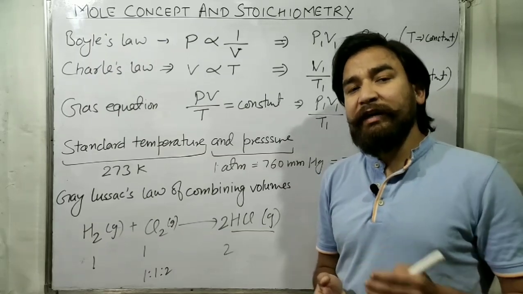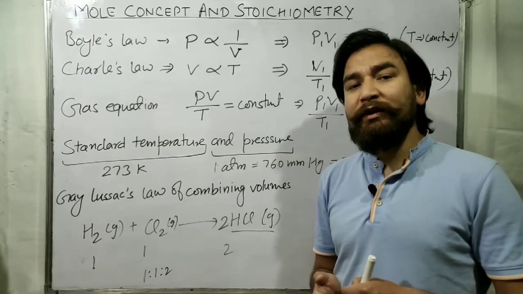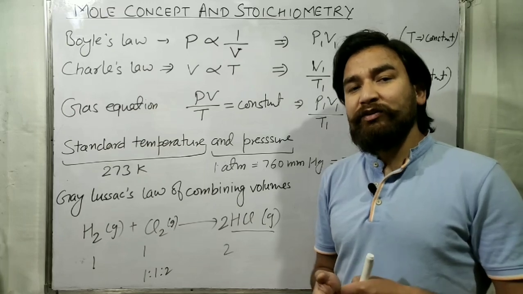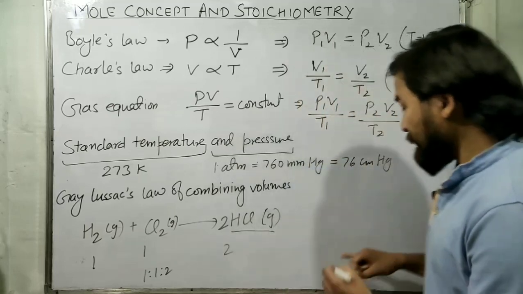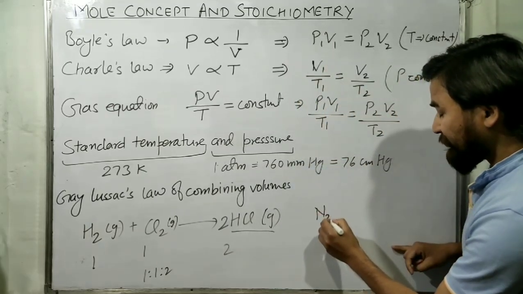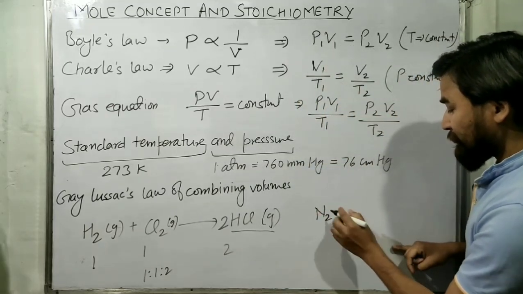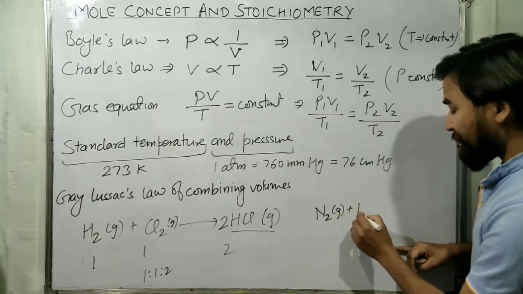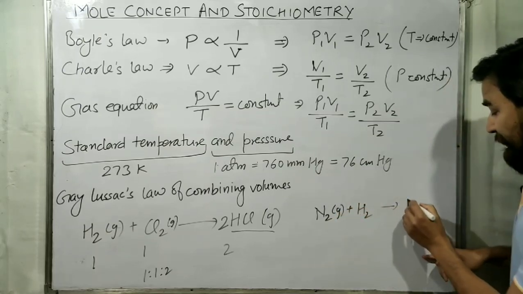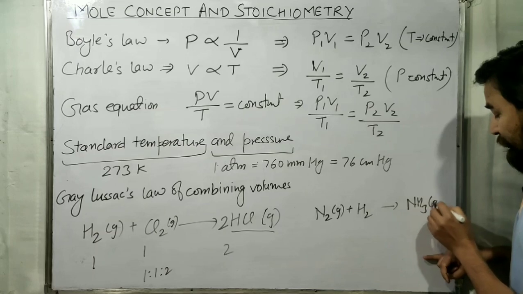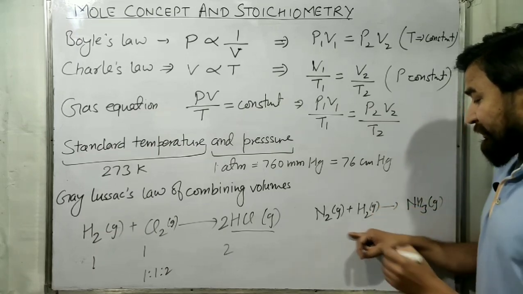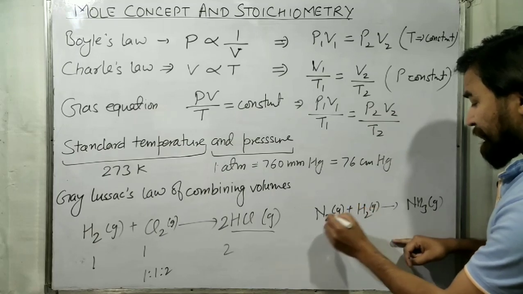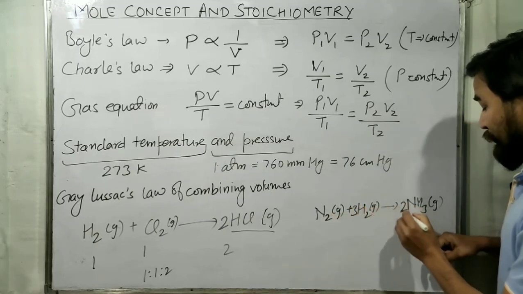So this is Gay-Lussac's law, and there are so many numericals which can be solved with the help of this law. We can see one more example. For example, if nitrogen, a gas, combines with hydrogen gas, it forms NH3, which is also a gas. So you have to remember that you must balance the equation. So the reaction is N2 plus 3H2 gives 2NH3.